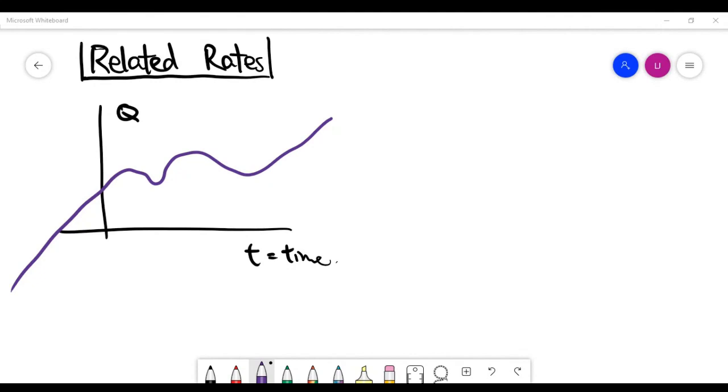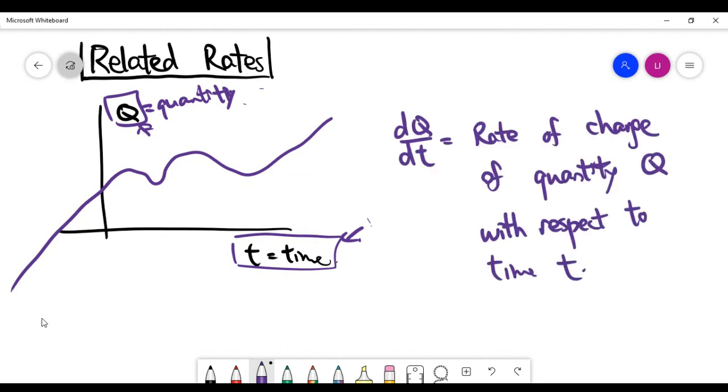So in this video, we'll look at the topic of related rates, and let's look at the given graph here. You have a certain quantity Q as the y-axis, and the quantity time t on the x-axis. Now you see I'm giving you a graph for how the quantity Q is changing corresponding to the time t. And by rate of change of the quantity Q corresponding to t, it actually means that I want to look at dQ/dt, which is the rate of change of the quantity Q with respect to time t.